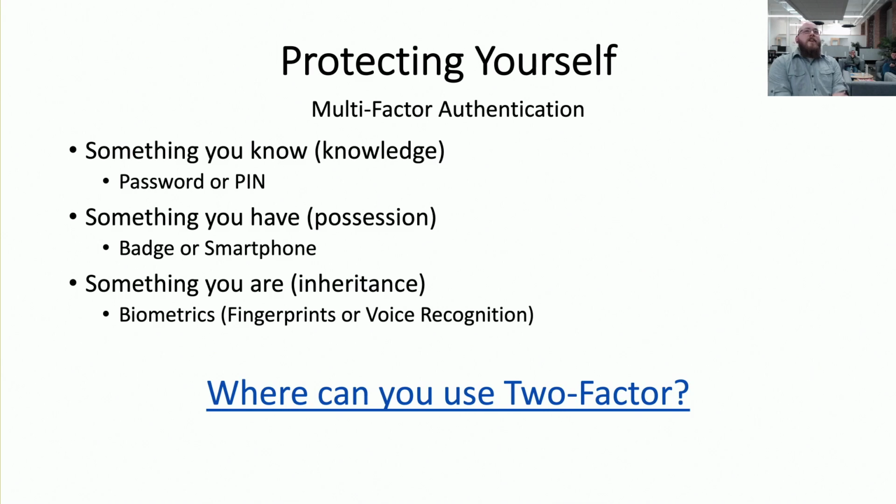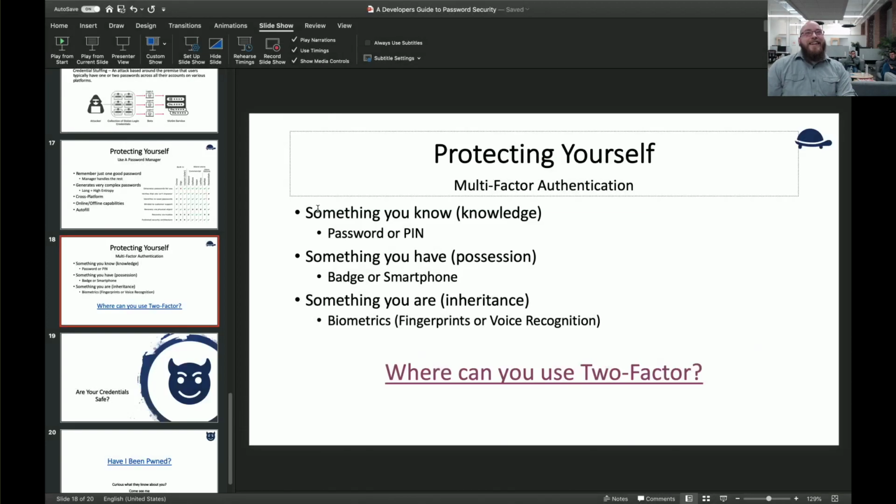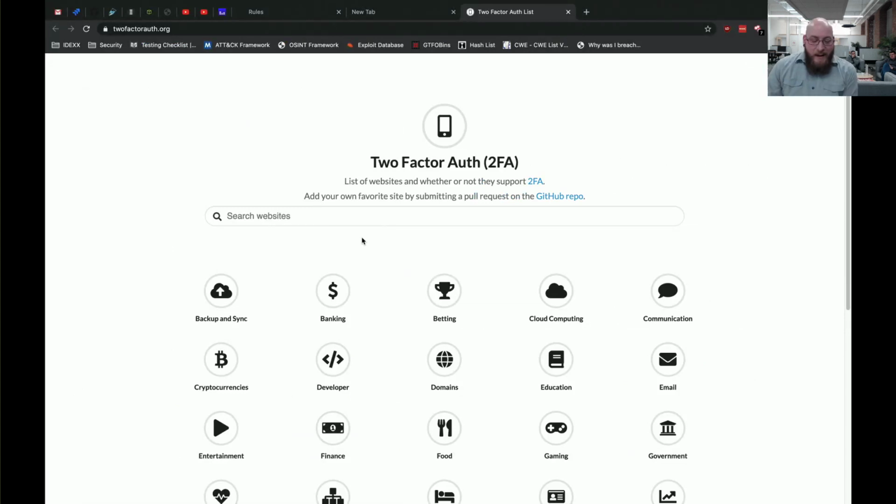So again, for protecting yourself, multi-factor authentication, just enable this wherever you can. Multi-factor, if you don't know, is usually a combination of these things: something you know, which is a password or a PIN; something you have, like a badge or a smartphone; and then something you are, like biometrics, so fingerprints, voice recognition, retina scan. Now, where can you actually use two-factor? There's this neat little site that I'm going to show you. There it is. A neat little site here.